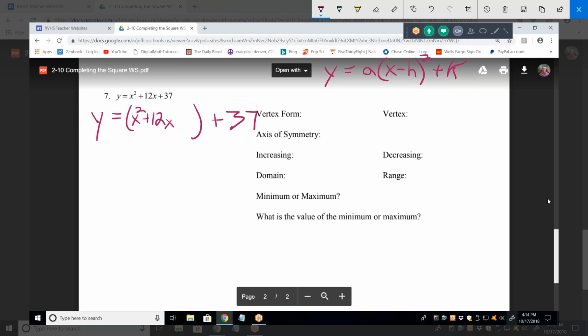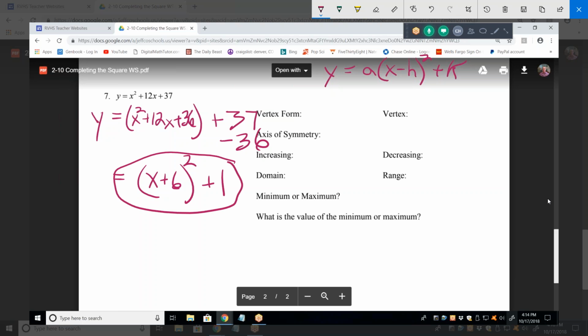Now complete the square inside the parentheses. Plus 36. Now balance it: minus 36 on the outside, not on the outside, on the same side. Now rewrite it: x plus 6 squared plus 1. That's your vertex form right there. That's what goes right here. y equals x plus 6 squared plus 1.